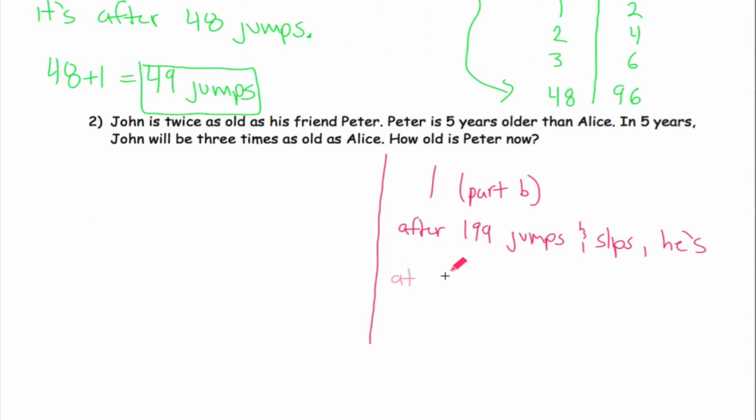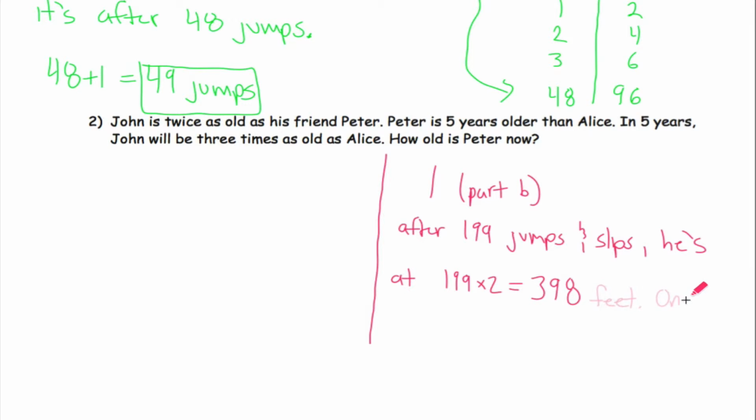He's at 199 times 2. 200 times 2 is 400. So 1 less than 200 times 2 is 2 less than 400, in other words, 398. So after 199 jumps and slips, he's at 398 feet.